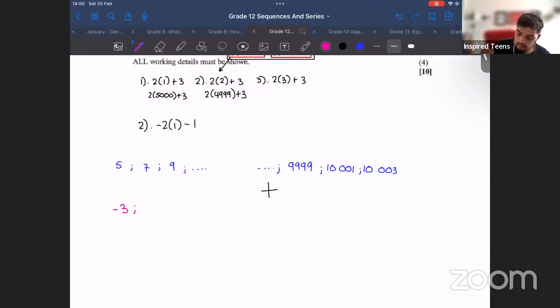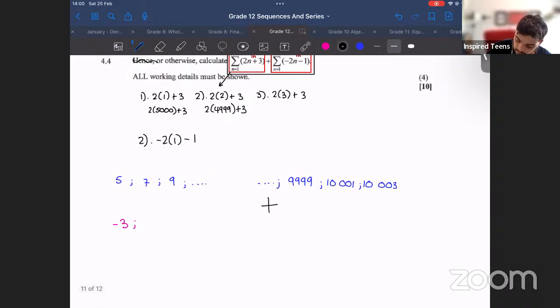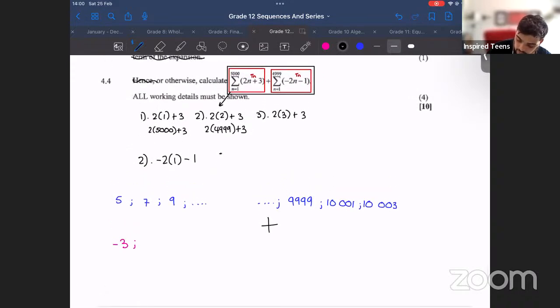Okay. Then I'm going to calculate the next number. Negative 2 into 2 minus 1, that gives me negative 5. Then I'm going to do negative 2 into 3 minus 1, and that gives me negative 7.